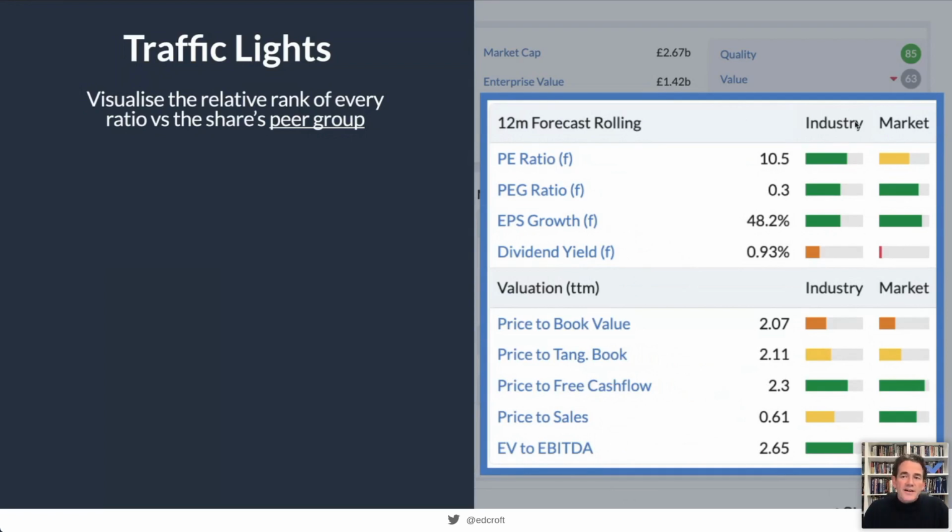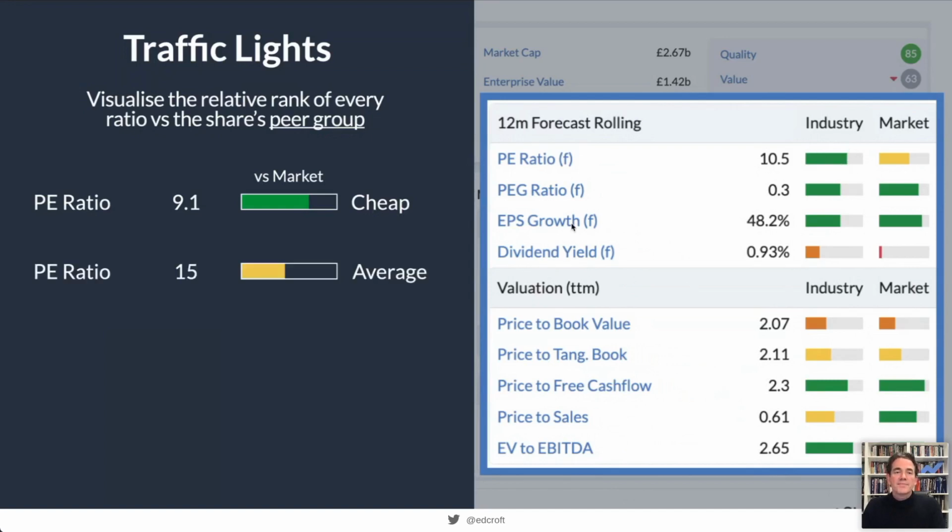The traffic lights are a way of eyeballing where each ratio sits. Most of you will probably know the PE ratio, the price to earnings ratio, and the dividend yield, and profit growth, earnings per share growth. Now, the PE ratio here is 10.5, and that's ranked against its industry and the market as a whole. Sorry, I haven't updated the numbers on the left, so excuse that they're not correlating with what's on the right here. But if it's cheap, you'll see a green bar against its industry or the market. If it's more average, it'd be amber. So you can see this share is more amber against the market.